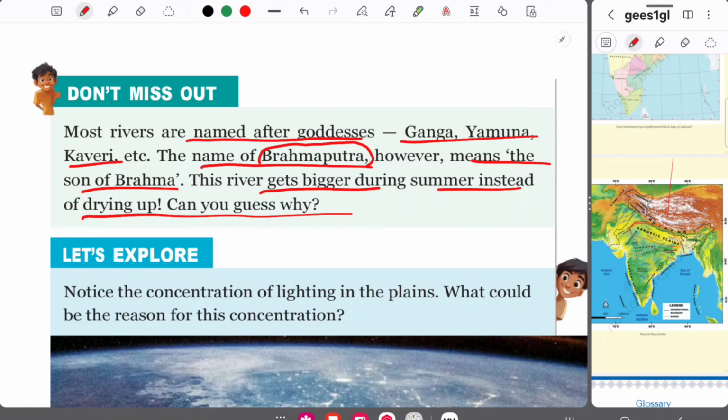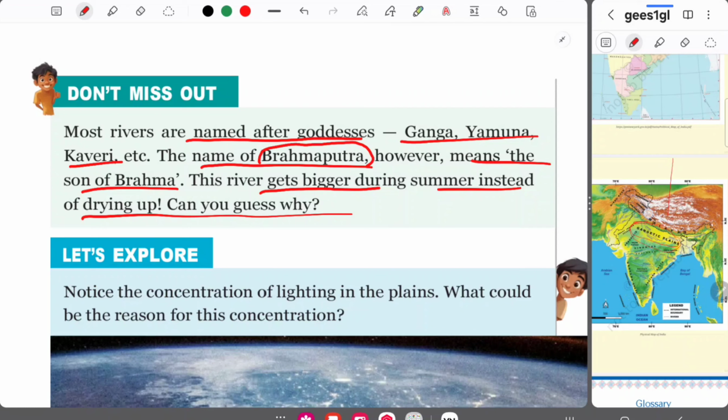See, in summer, the snow in the Himalayas used to melt more, and heavy rains also happen. And what happens when the snow melts over the Himalayas? Those snows are directly melting and connecting with this river Brahmaputra. As a result, this river gets bigger during summer, and apart from that, there is heavy rainfall in this area.